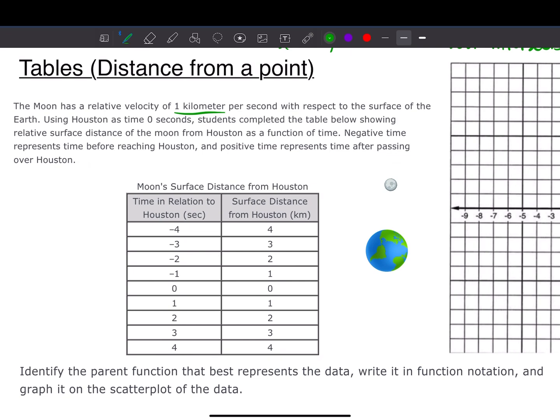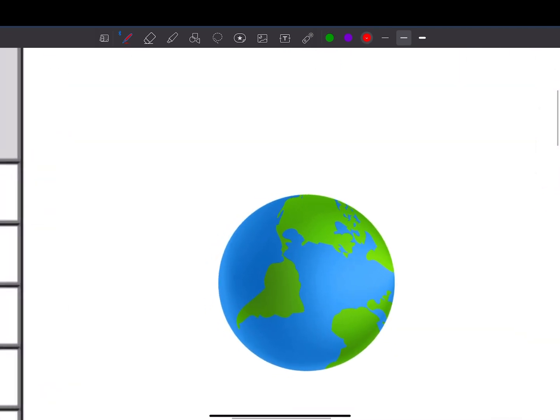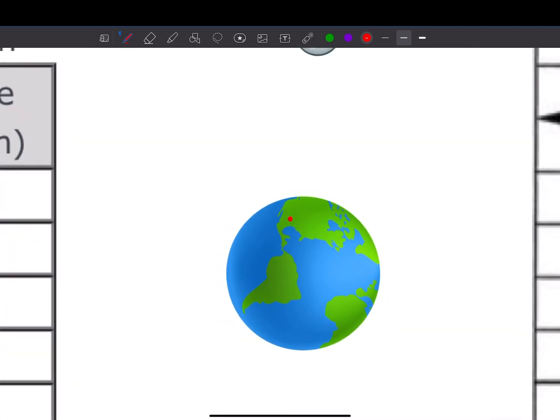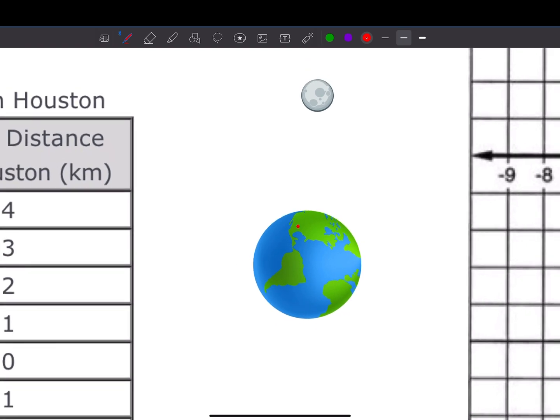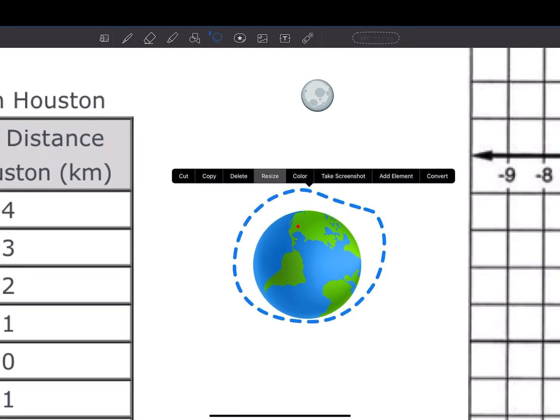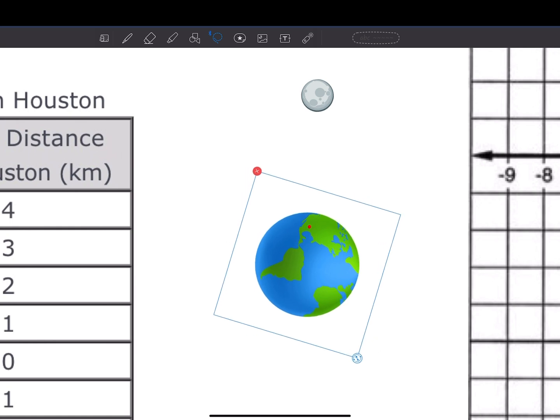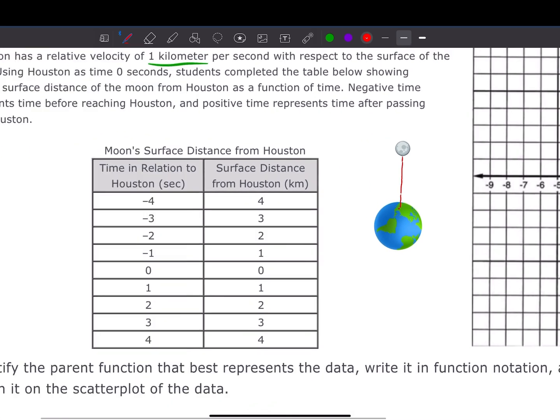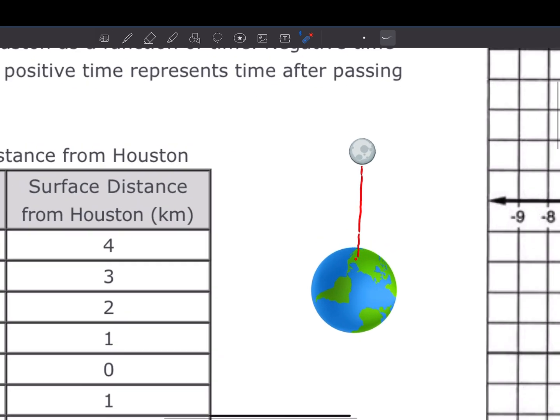So let's say I can guesstimate about where Houston is. Let's put it right maybe there. It's not super accurate. Let me rotate this thing just a tad. There we go. Now it's lined up slightly. So the moon is hovering right above Houston at some point in time. And what is it telling us? When time in relation to Houston is 0 seconds, the moon has a relative surface distance from Houston of 0 kilometers.